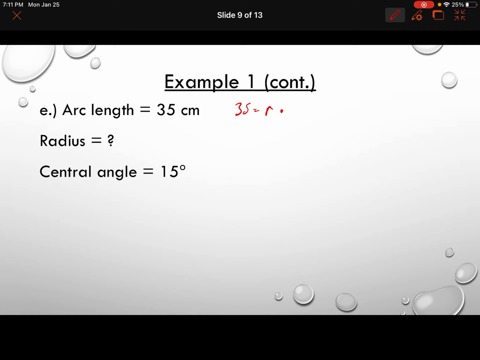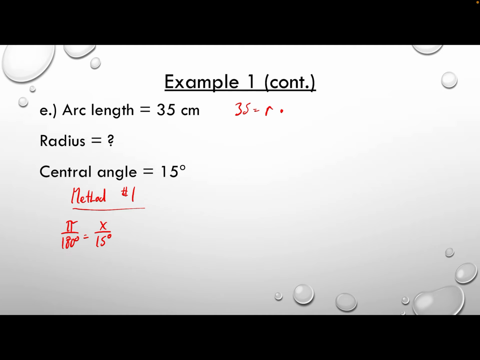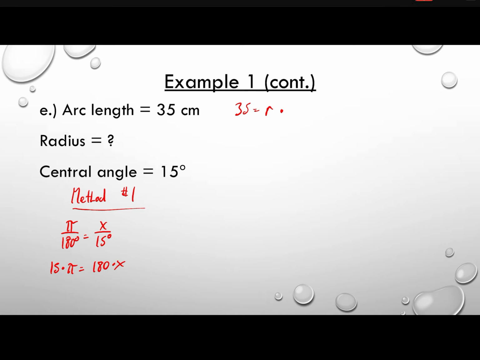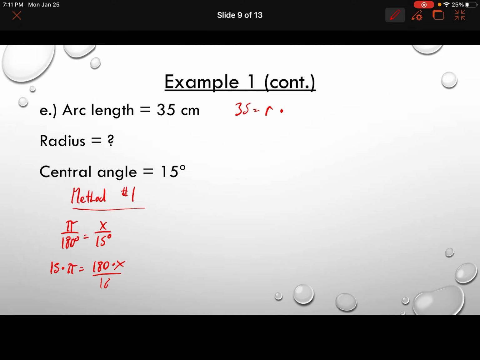So once again, you have two choices. Either you can set up a proportion. So we can do pi over 180 degrees is equal to x over 15 degrees. We have to make sure, once again, that the units line up nicely. If I put degrees in the denominator, then it has to be degrees in the denominator in both. And we can cross multiply. So 15 times pi is equal to 180 times x. And then I can simply divide both sides by 180.